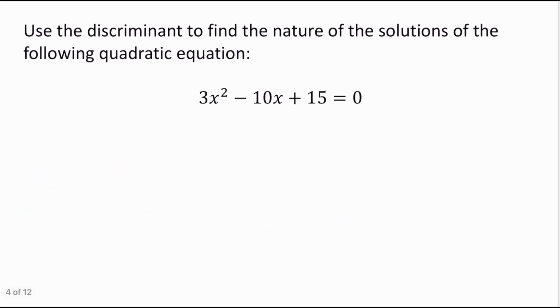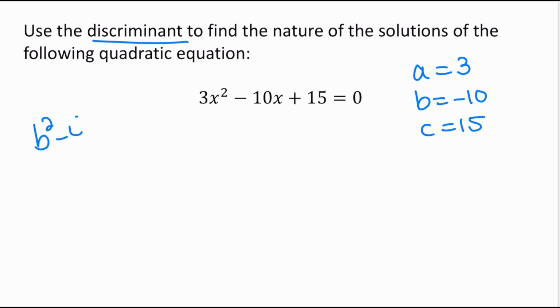Go ahead and pause the video and try this one on your own. a is equal to 3, b equals negative 10, c equals 15. We have to find the discriminant, b squared minus 4ac. b is negative 10 squared. Be very careful with putting negative 10 squared in your calculator. Depending on the calculator you're working with, make sure it doesn't give you a negative 100. A negative number squared is always positive.